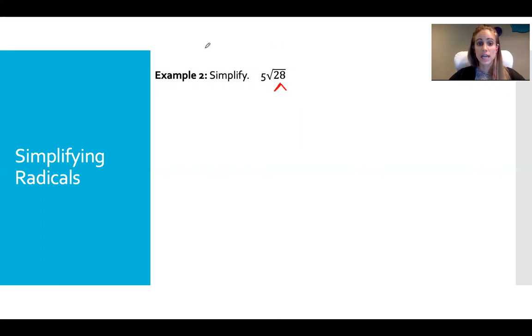So 28 is an even number, which means it's really nice because I can start with 2's. So 2 times 14 is 28. 2 is prime, so that stops. 14 breaks down and can be rewritten as 2 times 7. Oh, look, both of those are primes. So that was a quick one. I am already done with my prime factorization.